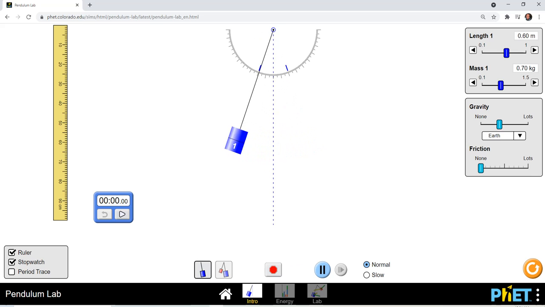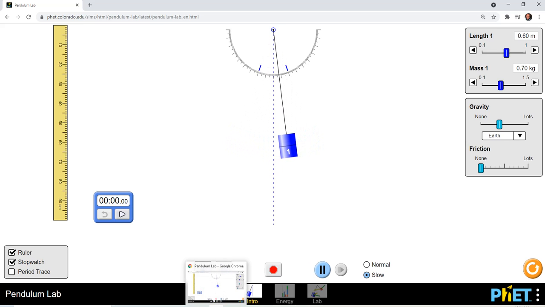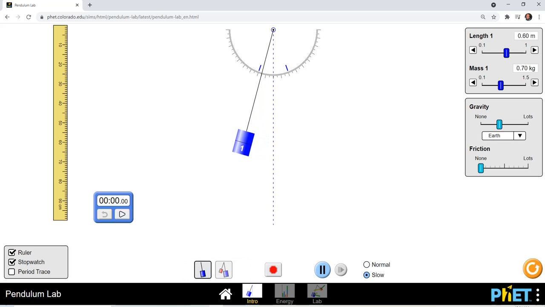I'm going to turn off the period trace, okay? If you want to slow down the oscillation of the pendulum, you can do that. Here you go. And the watch also slows down, okay? It slows down by quite a large amount. Okay, that's 1 second right now. It seems that they have slowed down by 10 times. So let's find out. Here you go.